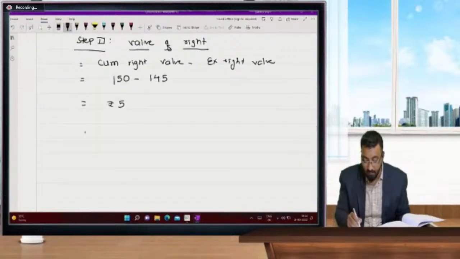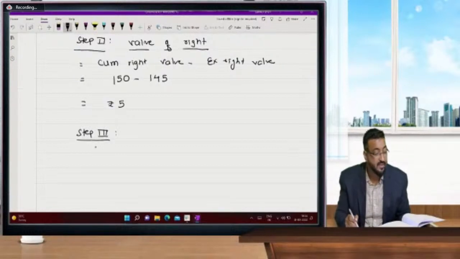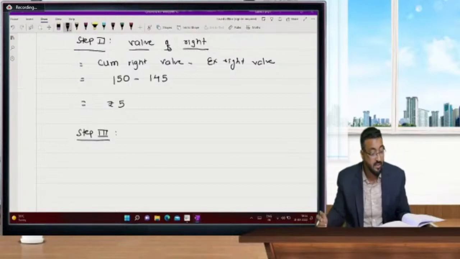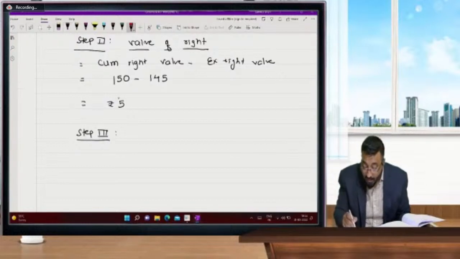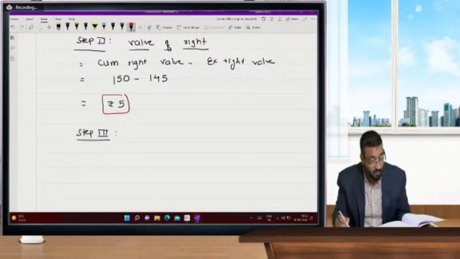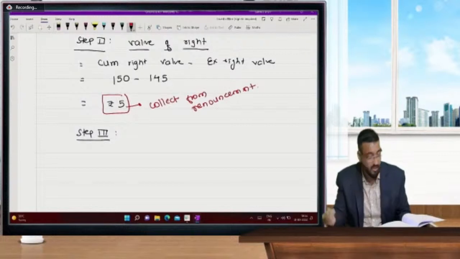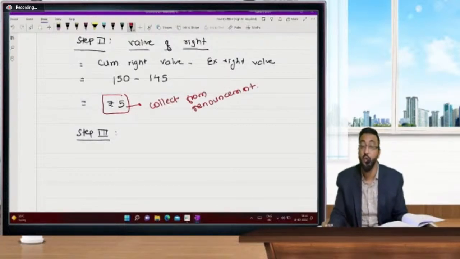And step number 3. See beta, his price has decreased from 150 to 145. So what is the meaning of this 5 rupees? Yes, you must collect it from the renouncee. In simple language, value of right means you must collect it from the renouncee.